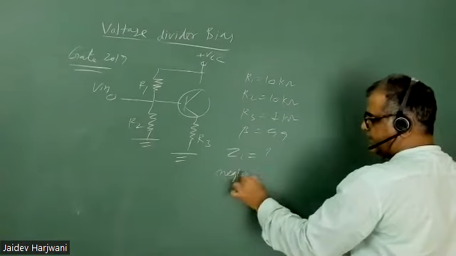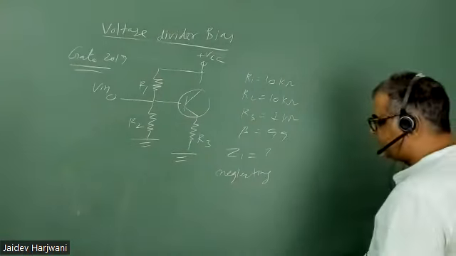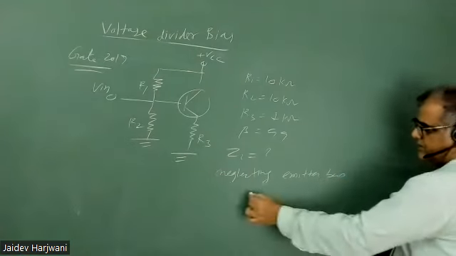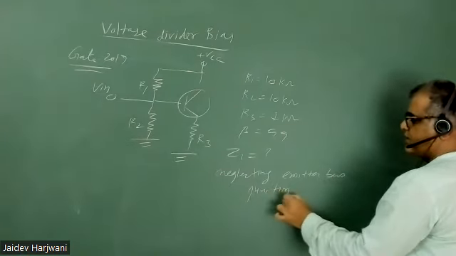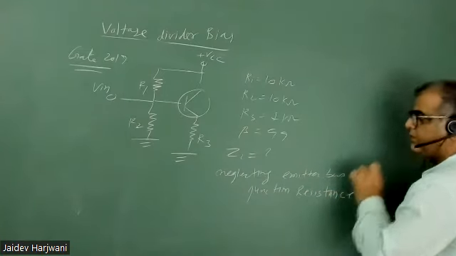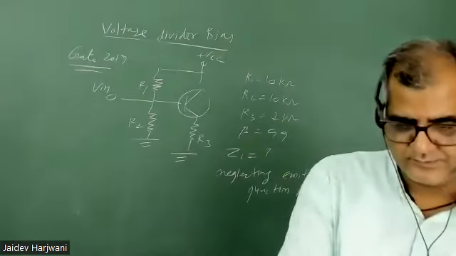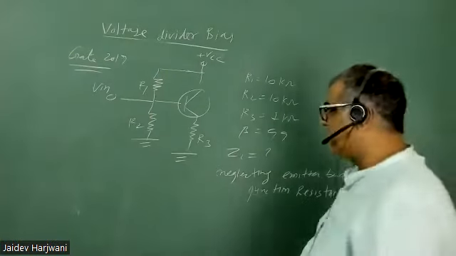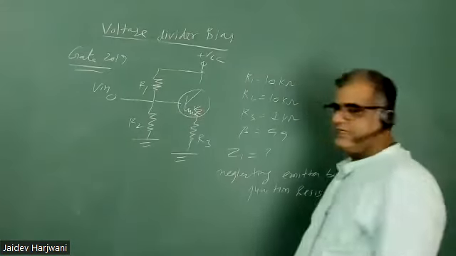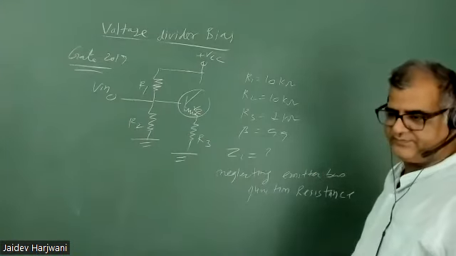Neglecting emitter base junction resistance. What is the emitter base junction resistance? The diode's RE, very good. Small re. They're saying neglect this resistance and tell what is the input impedance.